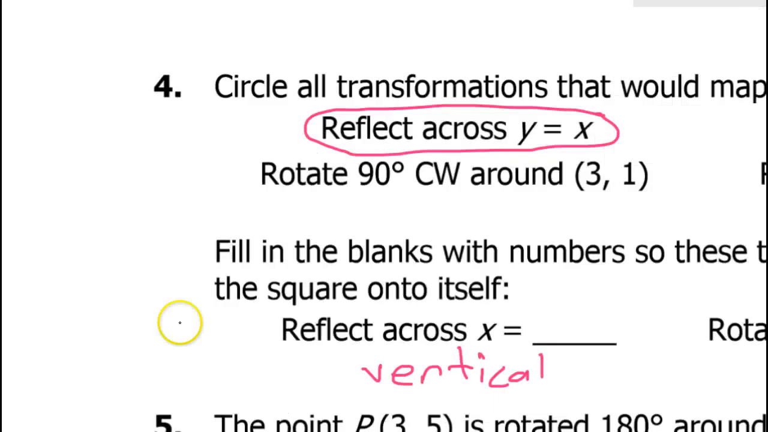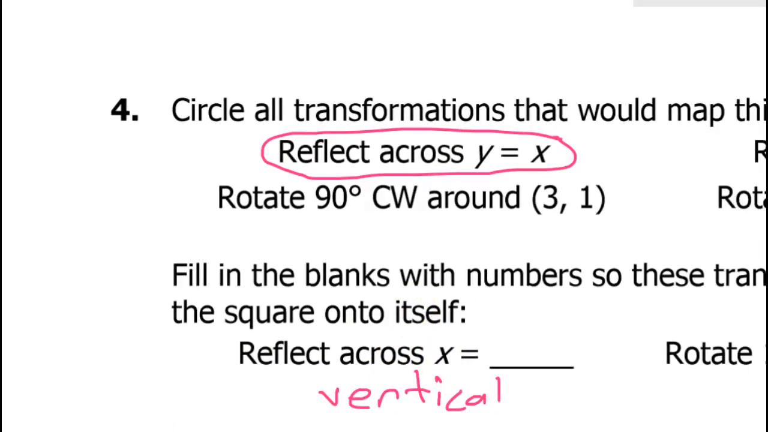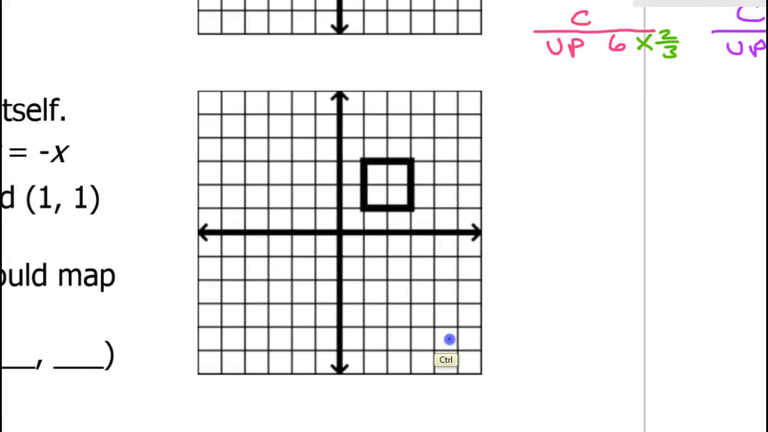Watch this. First, let's talk about the reflection across the line x equals something, a vertical line. Let's think about a vertical line that we could use that would not change anything if I did a reflection. In other words, what is the vertical axis of symmetry? It's this. This vertical line is an axis of symmetry for this square. This is the line x equals 2. If I did a reflection over this line, nothing would change.